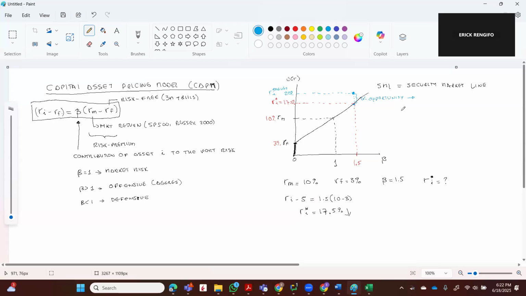Guys, you buy this asset, imagine this is IBM. In theory, IBM should produce you 17.5, but IBM is producing 20%. What do you do with this one here? You buy or you sell?